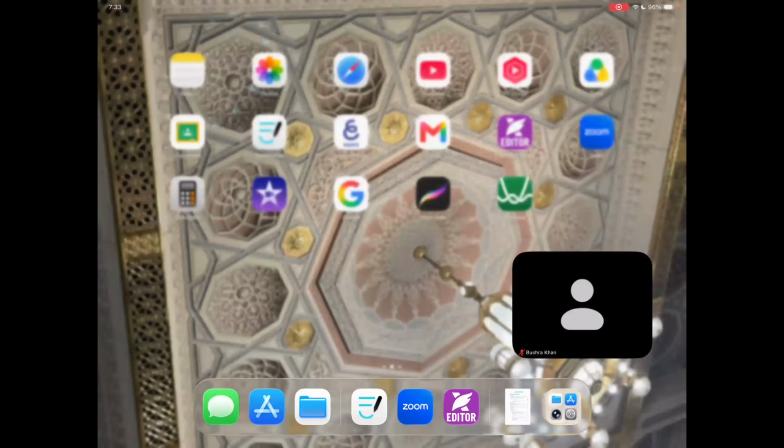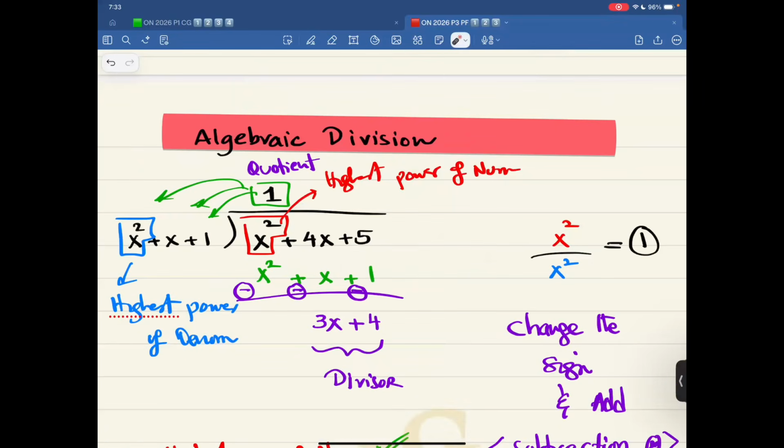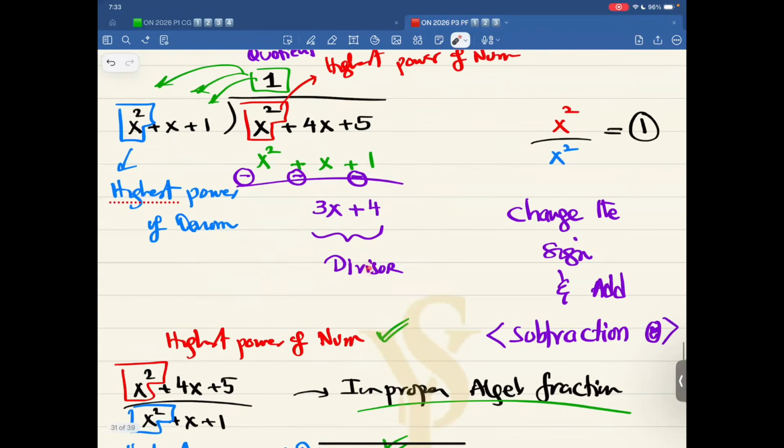So now people, let's resume. So what we have done is that we have learned the basics of algebraic division. Highest powers divide, that gives the quotient. Quotient multiplying with every term inside the divisor. Write it out. Change the sign and add. That's another way of subtraction. What you get is the remainder.